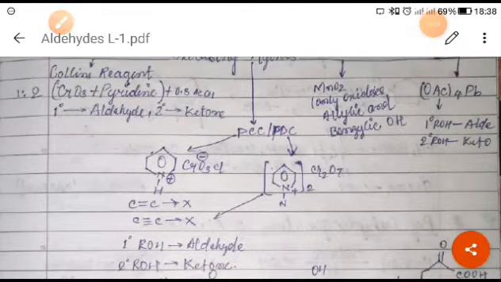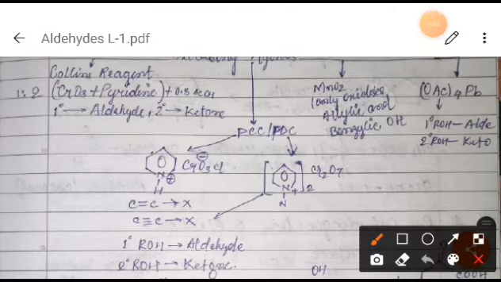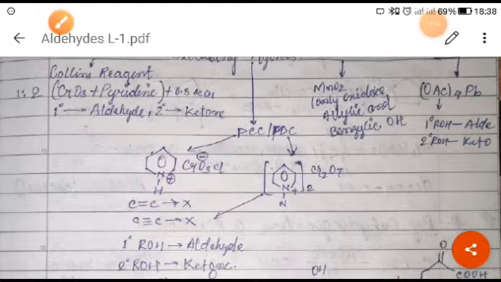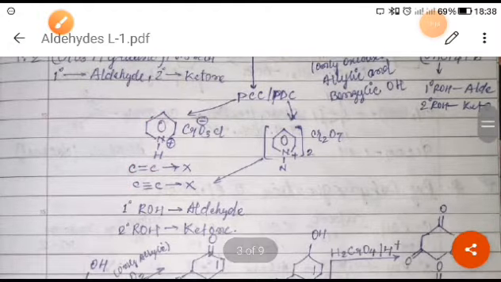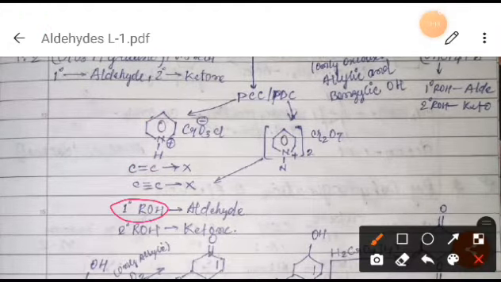So if you are using PCC, this is the structure of PCC, as you can see, right? PCC will not affect the double bond, and neither will it affect the triple bond, right? But what it will do is convert 1 degree alcohol into aldehyde and 2 degree alcohol into ketone.